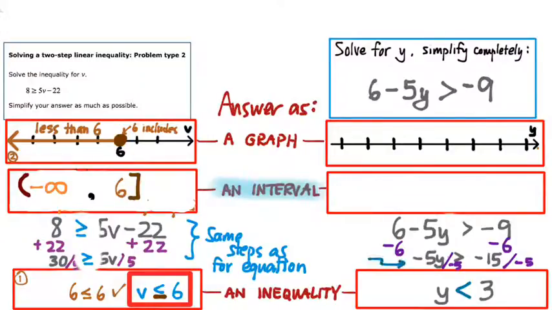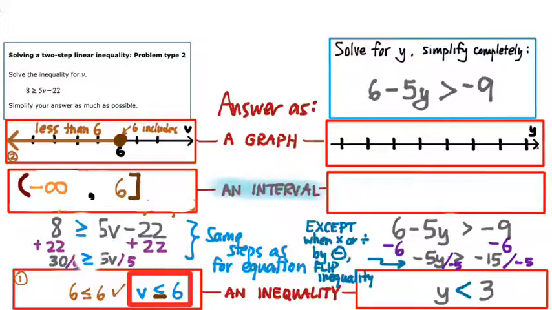an equation. So this is the exception. All the steps are the same as an equation except when multiplying or dividing by a negative, flip the inequality sign. So where our inequality was greater than, once I divide by a negative, that inequality becomes less than. So the inequality which solves this problem, 6 minus 5y is greater than negative 9, is the inequality y is less than 3.